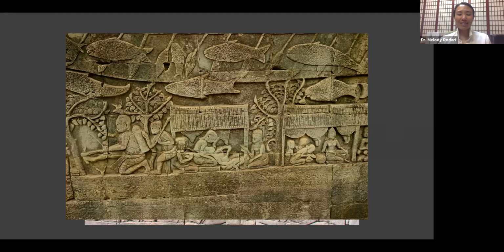So again, it's really this great visual document that gives us some indication of what life was like, how people dressed, what was au courant at this time, and certainly what the wooden architecture looks like at this time period as well.